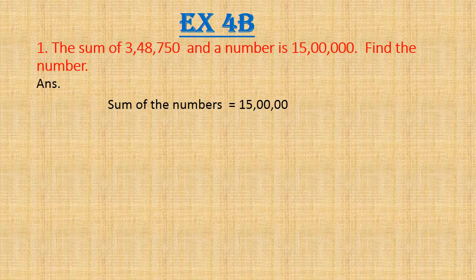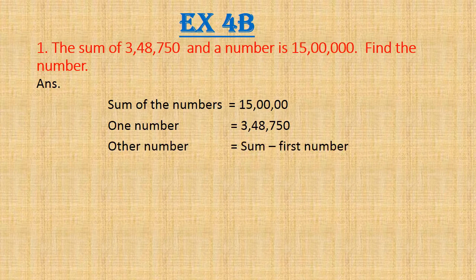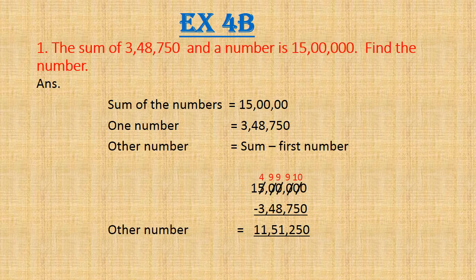So in this question you have been given the sum of two numbers, that is 3,48,750 and one number is 15 lakh. So students, to find out the other number we will subtract the first number from the sum of these two numbers. So after subtraction, 15 lakh minus 3,48,750, we will get 11,51,250. This will be our other number.